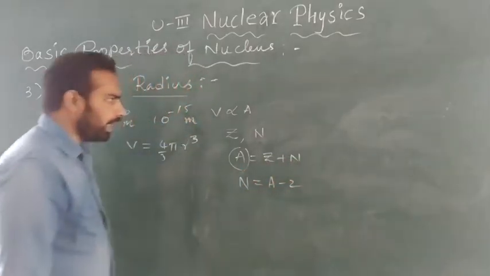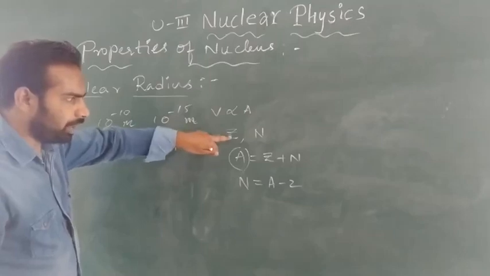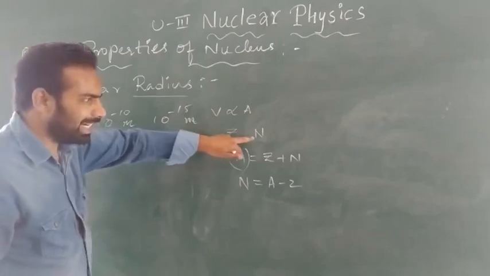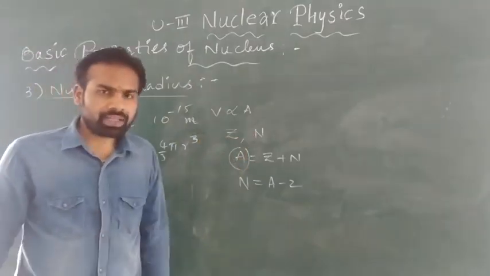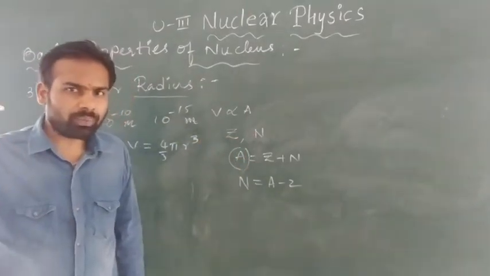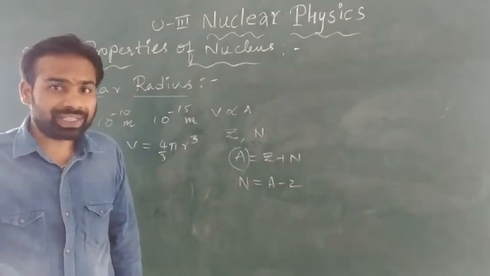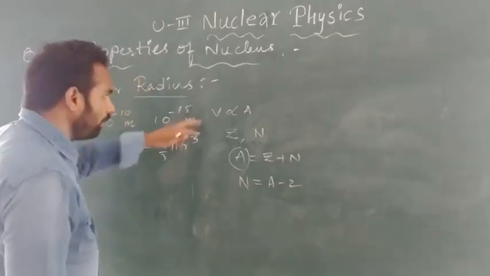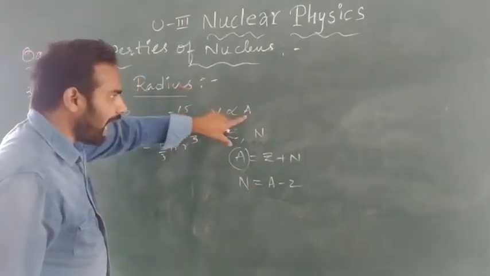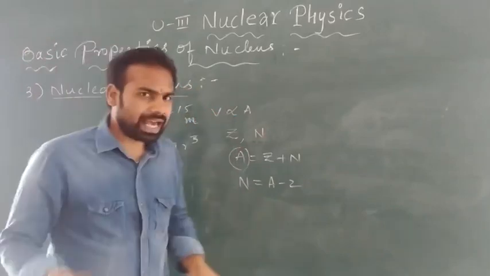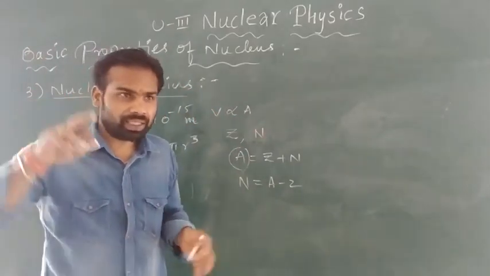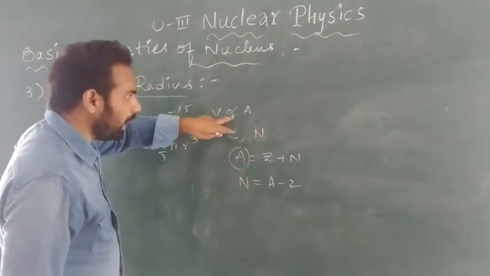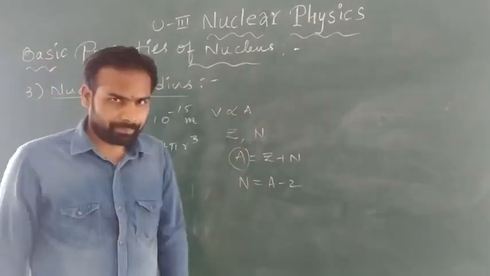Z represents the number of protons or atomic number, N represents the number of neutrons, and A represents the mass number, which is the total number of protons plus neutrons, nothing but nucleons. Now we know that as the mass number increases, as the number of protons and neutrons increases, the volume of the nucleus will increase. Volume is directly proportional to mass number A.